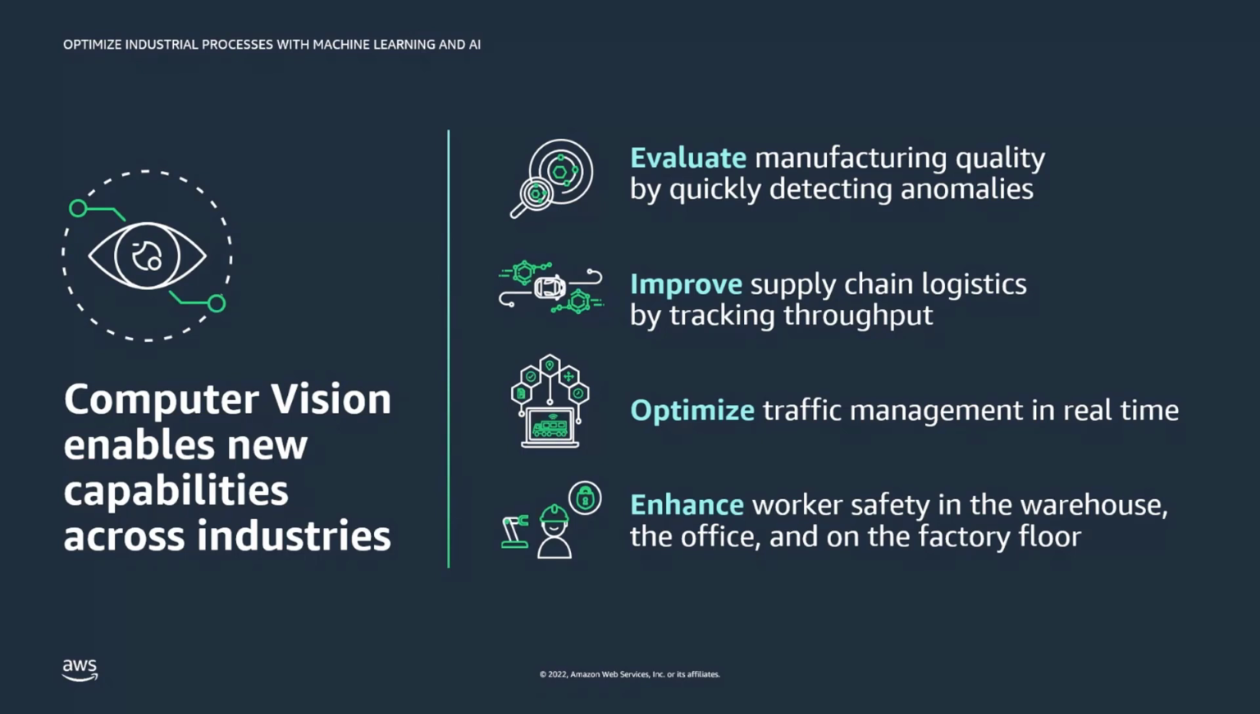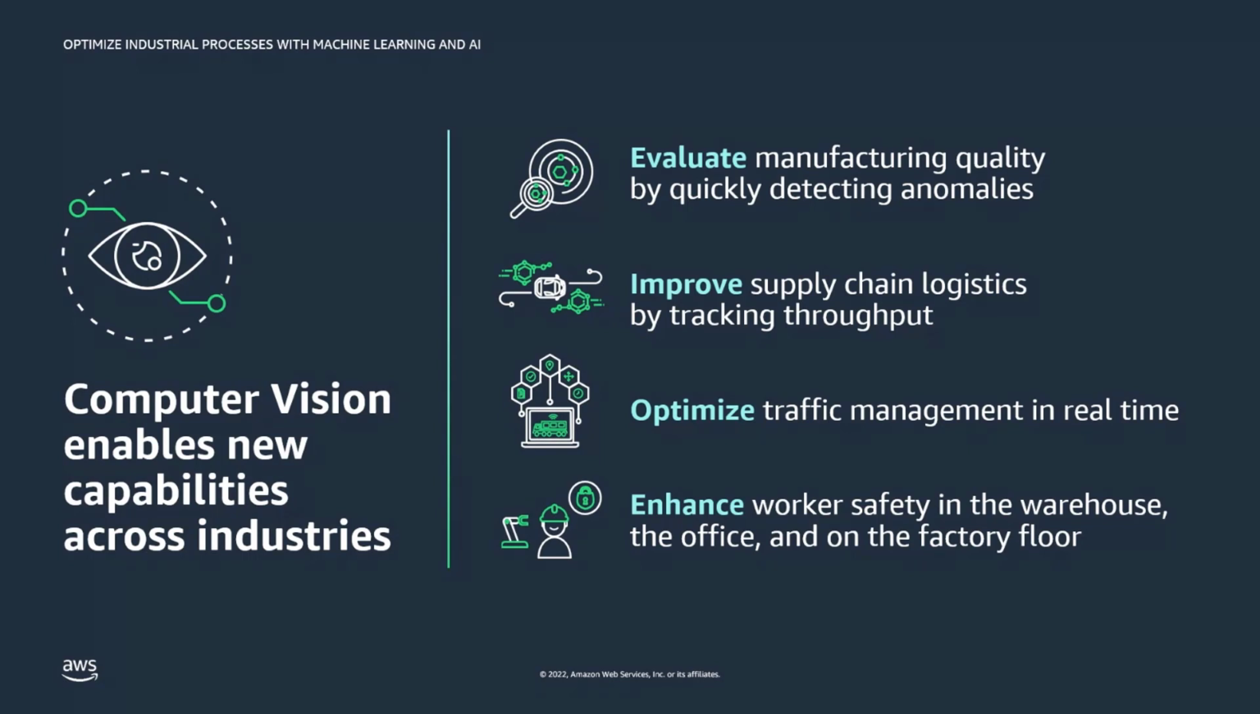One of these use cases is improving supply chain logistics by tracking throughput, or optimizing supply chain operations by recognizing parts or products or reading text on labels and barcodes. You can also optimize traffic management in real time, such as automatically monitoring traffic lanes for issues like stopped vehicles and sending alerts to staff to keep traffic flowing.